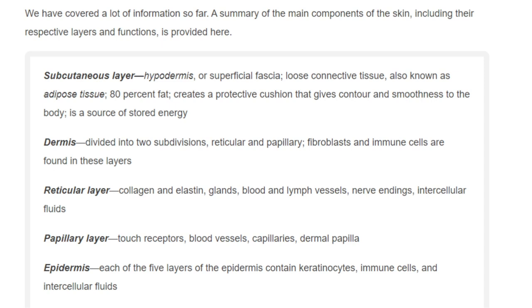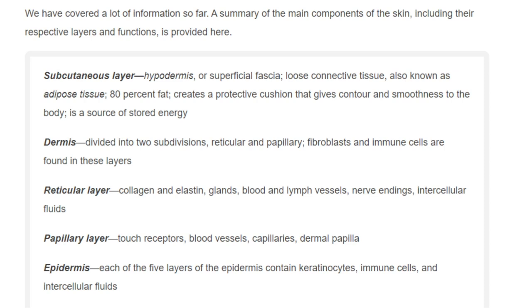Dermis, divided into two subdivisions, reticular and papillary. Fibroblasts and immune cells are found in these layers. Reticular layer: collagen and elastin, glands, blood and lymph vessels, nerve endings, intercellular fluids. Papillary layer: touch receptors, blood vessels, capillaries, dermal papilla.